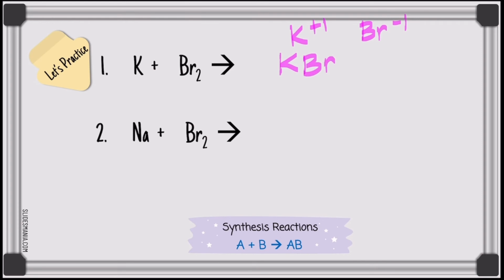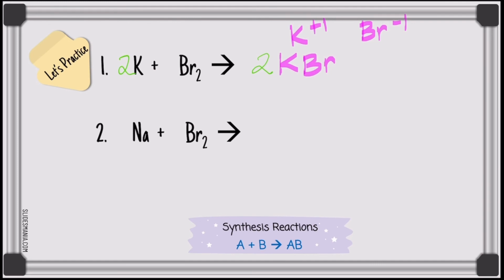Now we need to balance the equation by adding coefficients. We should put a 2 in front of the product, the potassium bromide, and a 2 in front of the potassium. So our coefficients for this balanced equation are 2, 1, 2.